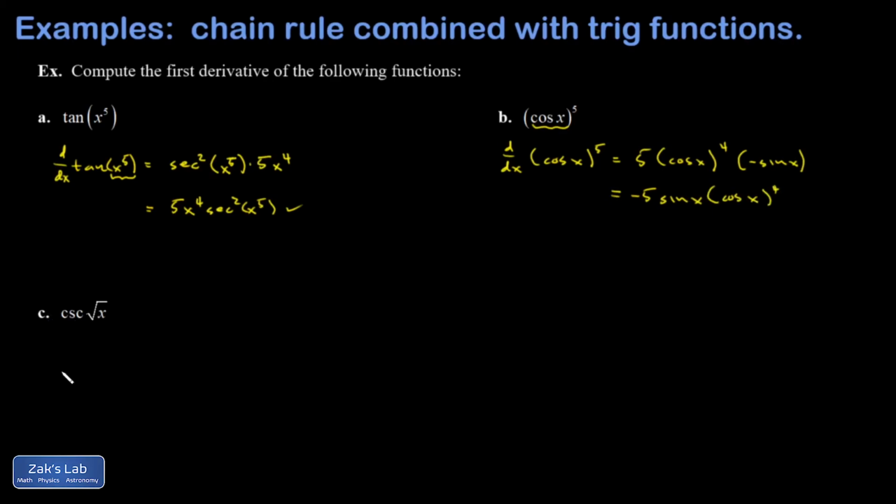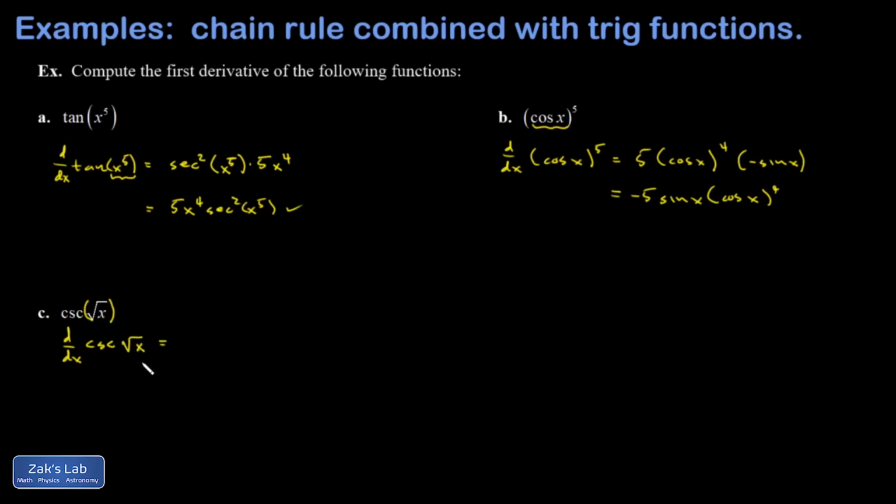In our final example, we have a cosecant of a non-trivial function of x. So the square root of x piece is the interior function. We're going to differentiate the cosecant function with respect to that, treating it as a single variable. And then we'll tack on the derivative of that. So here's what it looks like.